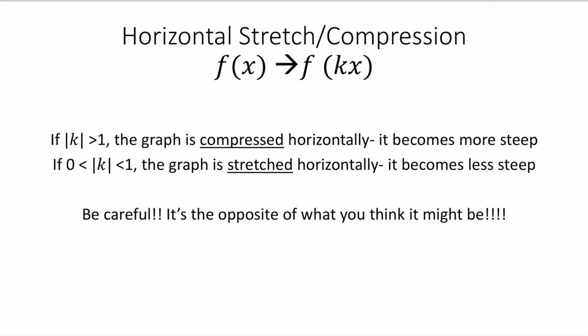If we have a horizontal stretch or compression, f(x) will be transformed to f(kx). If the absolute value of k is bigger than 1, the graph will be compressed horizontally, so it'll become more steep. If 0 is less than the absolute value of k, and the absolute value of k is less than 1, the graph will be stretched horizontally, so it'll become less steep. It's kind of the opposite of what you might think, because if it's compressed horizontally, it's going to be more steep, but if it's stretched horizontally, it's going to become less steep.